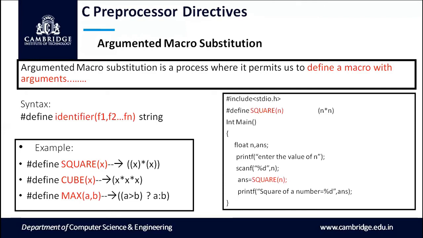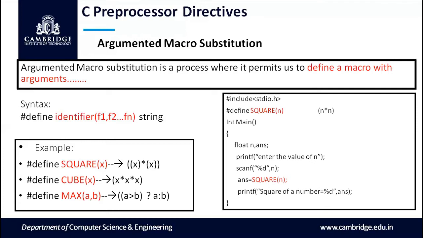As we all know, a program starts with a preprocessor directive, again #include <stdio.h>. You can observe in the second line where I'm going to define SQUARE(n). The meaning here is n into n. Again I have a printf statement where "enter the value of n" will be displayed, and the user will enter the value of n. I'm not going to give n into n to find the square of n. I'm just going to give answer = SQUARE(n).